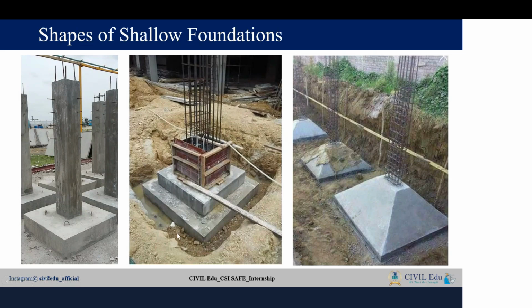All these are isolated footings, they are not combined. So one footing, one column. Even though they are stepped footings, it is considered one footing only. One footing, one column. Here also one footing, one column. So these are all the types or shapes of shallow foundations: isolated square footing, isolated rectangular footing, isolated stepped footing, and isolated trapezoidal or isolated sloped footing. These are the different shapes of shallow foundations.